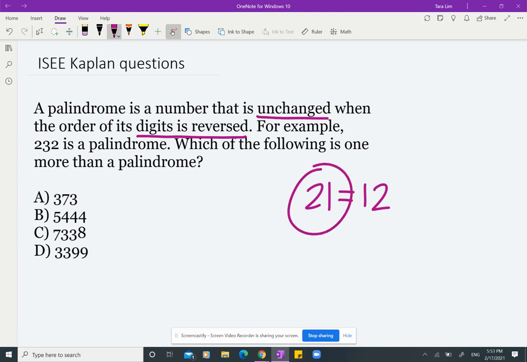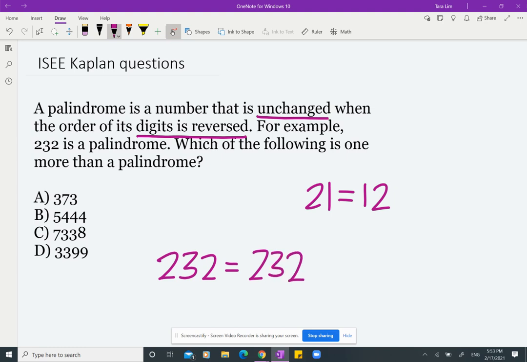And for example, these two are not unchanged. They are both different. So this is not an example of a palindrome. It's just an example of a reversed digit. So the reason why 232 is a palindrome is because when we reverse this number, it remains the same.